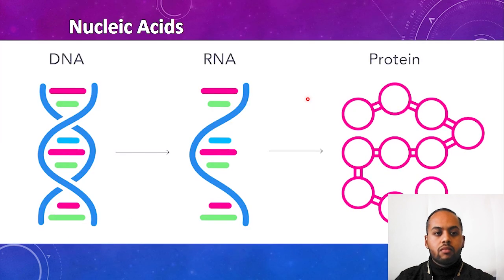If we are looking at our nucleic acids, like I have mentioned earlier on, there are two types of nucleic acids that we will look at in this topic. The first type of nucleic acid being DNA, that is going to be deoxyribonucleic acid. The second type of nucleic acid will be RNA, and that will be ribonucleic acid.